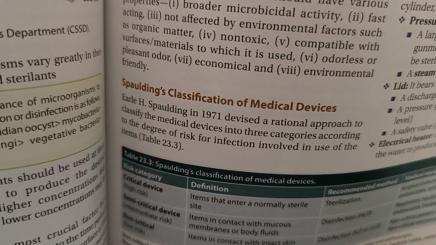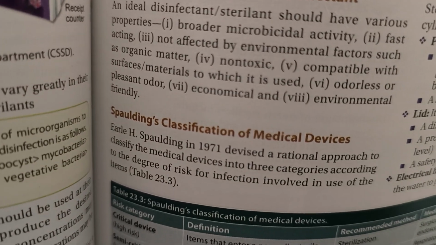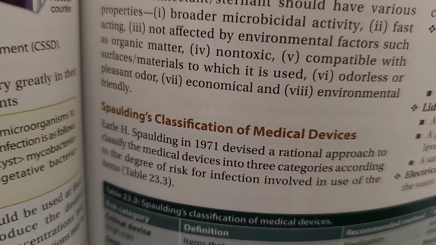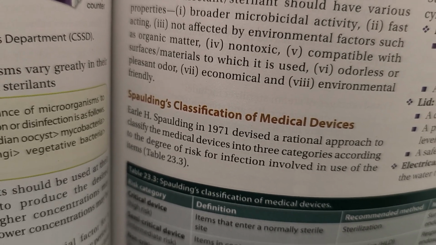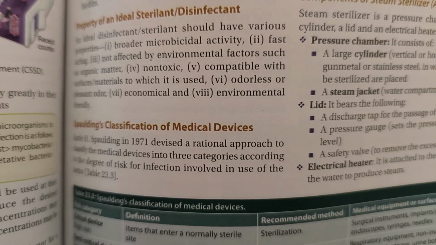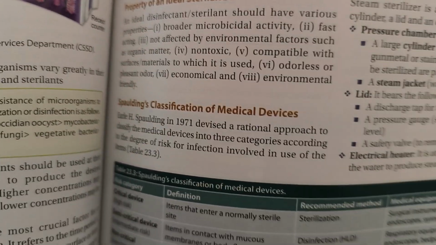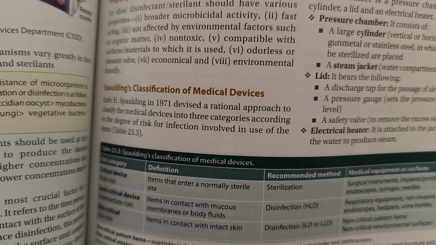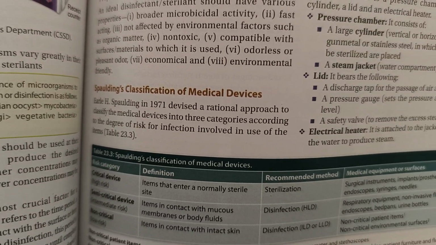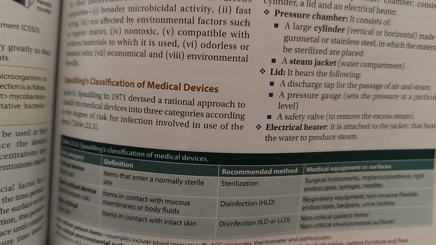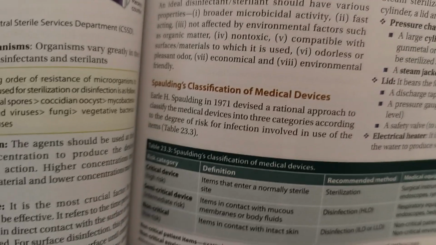Spaulding's classification of medical devices. Earle H. Spaulding in 1957 devised a rational approach to classify the medical devices into three categories according to the degree of risk for infection involved in the use of items. Spaulding classification of medical devices. Risk category, definition, recommended method and medical equipment or surfaces.